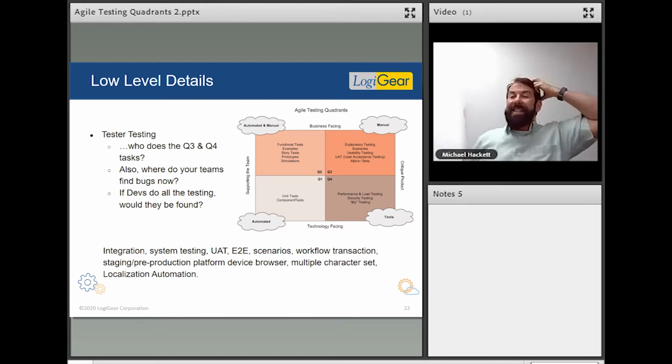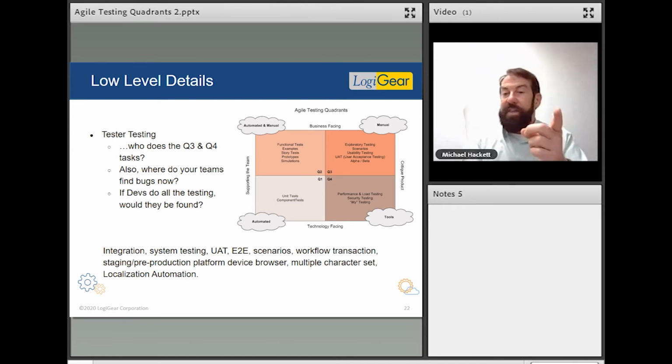Oh gosh, this is a gap. The user story didn't even cover that thing. This is where they found most of their bugs. So part of coming up with your strategy is, where are you finding your bugs, right?